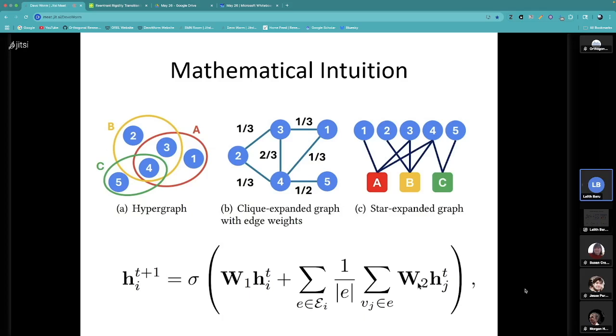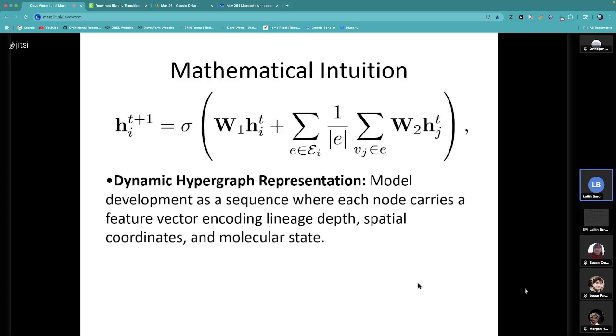So this is the mathematical intuition. This is step one, a kind of hello world to hypergraphs. Here we represent this as a dynamic hypergraph. It models the complete developmental process, where each node carries a bunch of features. It encodes the lineage depth, the spatial coordinates, the molecular state and everything into these features, and then it carries them forward in time.